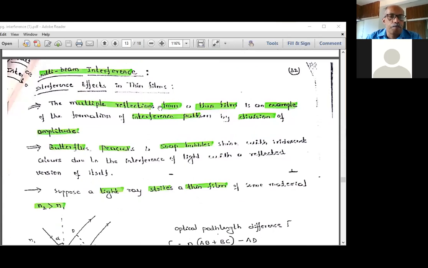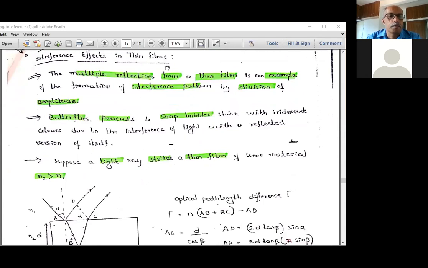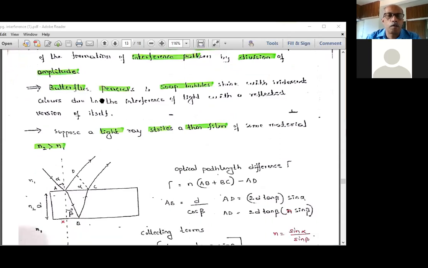Now, multi-beam interference. So let us study multi-beam interference. Interference due to multiple beams. Interference effect in thin films. The multiple reflections from thin film is an example of formation of interference pattern by division of amplitude. Multiple reflections in thin film is an example of interference due to division of amplitude.